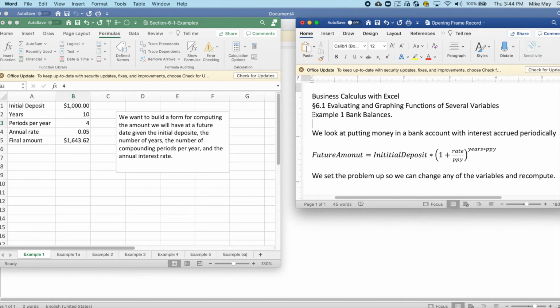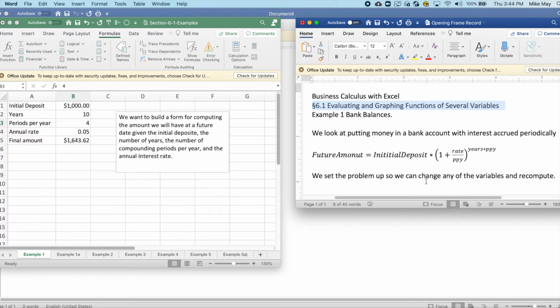Today we're looking at example 1, bank balances, out of section 6.1, evaluating and graphing functions of several variables, out of business calculus with Excel. In this example, we're putting money in the bank account and the interest accrues periodically. The future amount will be the amount we initially put in times 1 plus the annual rate divided by payments per year, or periods per year, raised to the power of years times periods per year.